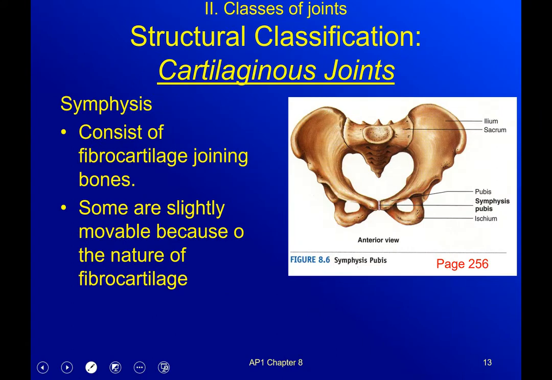Now, the symphysis joint. The symphysis joint, the pubic symphysis right here, consists of fibrocartilage joining the two bones together. It is slightly mobile. Again, it's an amphiarthrosis, but it's only slightly mobile because of the way that fibrocartilage is put together. Fibrocartilage is bouncy like a racquetball. So just having fibrocartilage around means that it is slightly mobile. Like a racquetball would be, if I put anything on top of it, it would bounce.